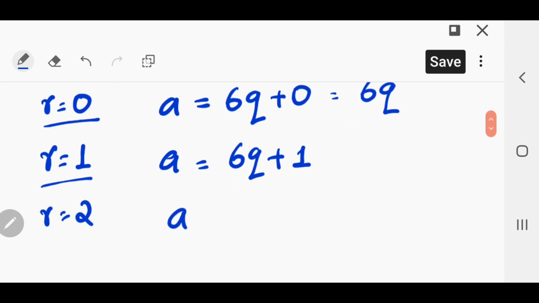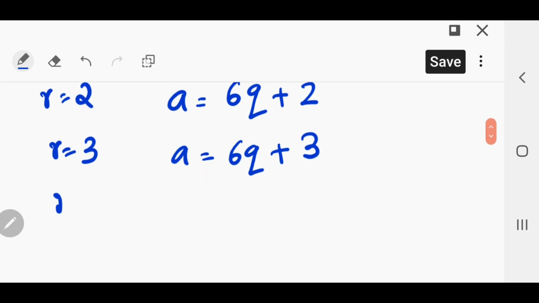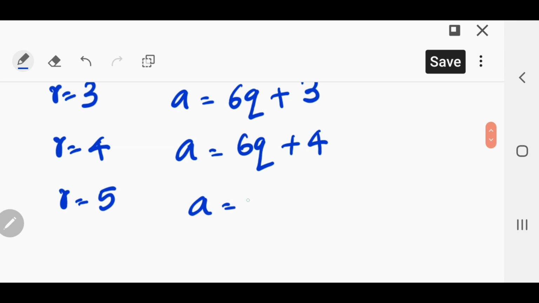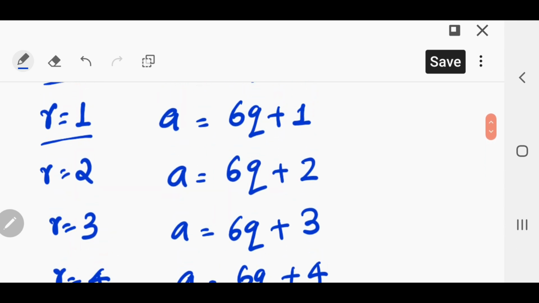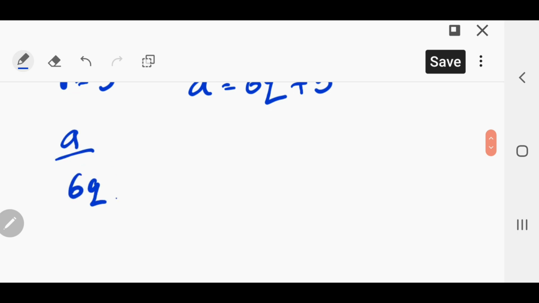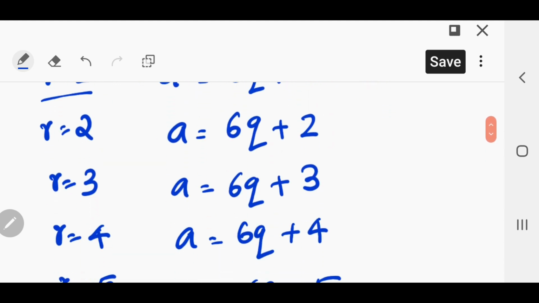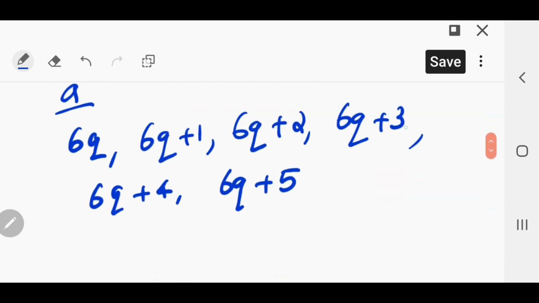If r is equal to 2, then a is equal to 6q plus 2. If r is equal to 3, then a is equal to 6q plus 3. In the next case, r is equal to 4, a is equal to 6q plus 4. Now if r is equal to 5, then a is equal to 6q plus 5. So these are our possible a. Just write here: we got 6q, 6q plus 1, 6q plus 2, 6q plus 3, 6q plus 4 and 6q plus 5. These are the possible a we got by using Euclid division lemma.